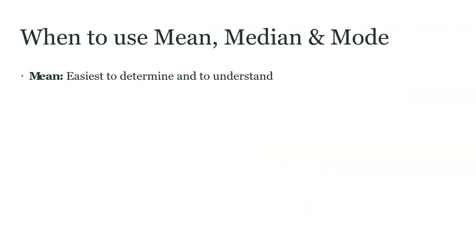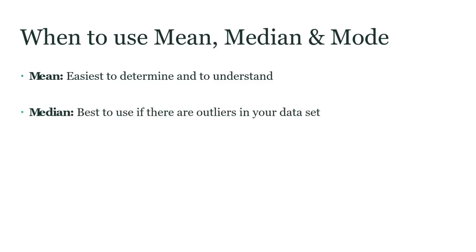So when do we use these measures of central tendency? Our mean, this one is the easiest to determine and the easiest to understand and communicate. So if we're just trying to find a simple way to communicate our data, our observations, the mean might be your best option. The median is your best option if you know that there are outliers. If there's outliers in your data set, that can really affect what your mean is. So in that case, we want to use our median.